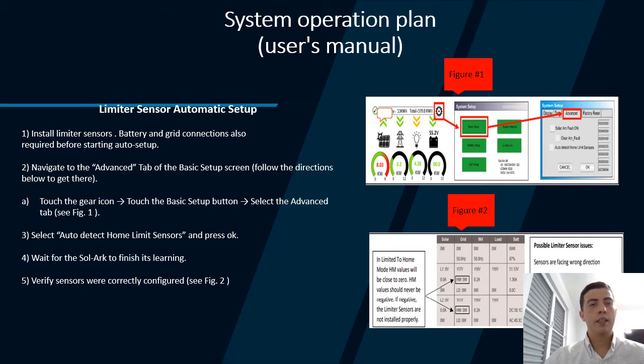Finally, we have the limiter sensor automatic setup. Install the limiter sensors, battery, and grid connection, also required before starting auto setup. Navigate to the advanced tab of the basic setup screen. Touch the gear icon, select and press OK. Wait for the solar arc to finish its learning and verify the sensors are correctly configured.